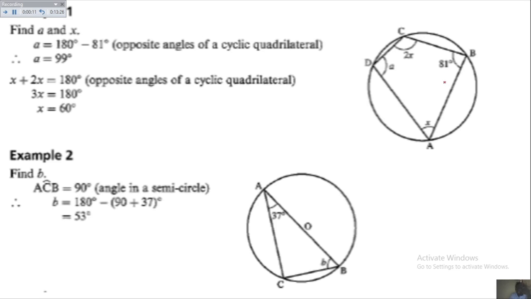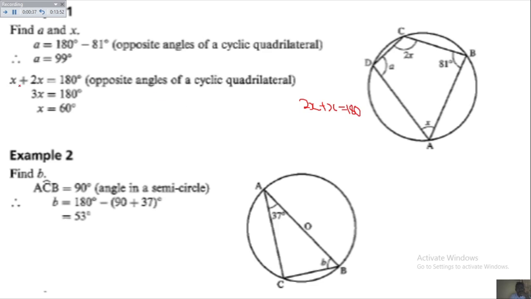Quadrilateral. Quadrilateral means four angles. Therefore, this and this are opposite each other. The sum of this angle will equal 180. Why will the sum of this particular angle equal 180? Therefore, in that particular case, what happened? You have your 2x plus x equals what? 180. That's what we did there.